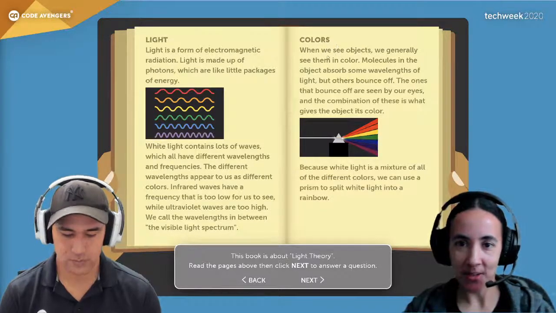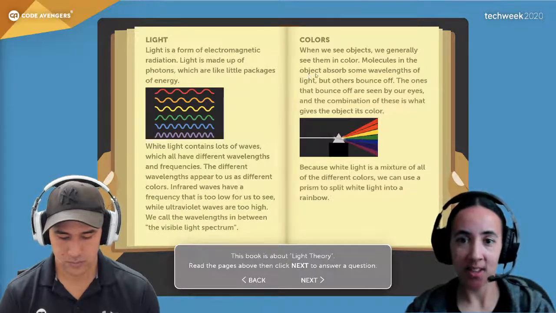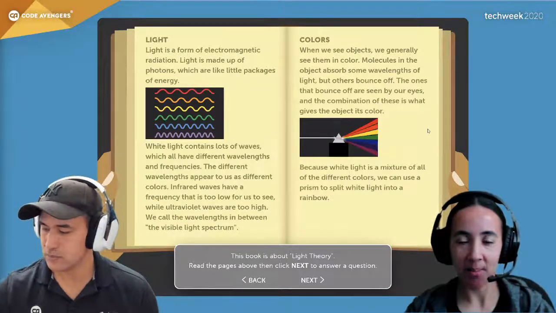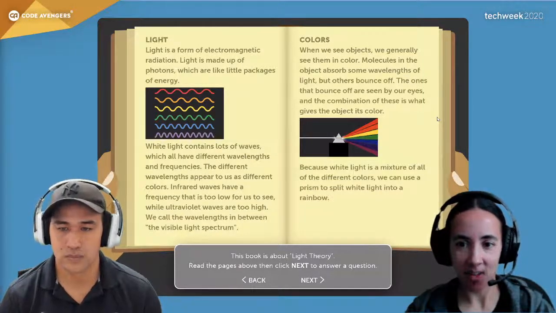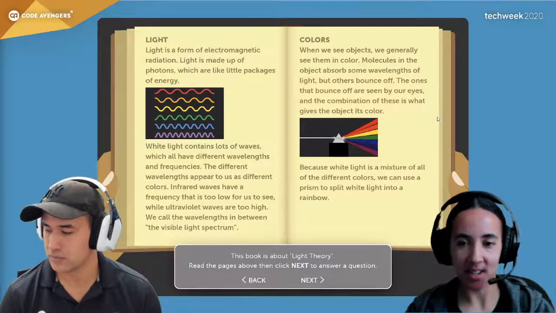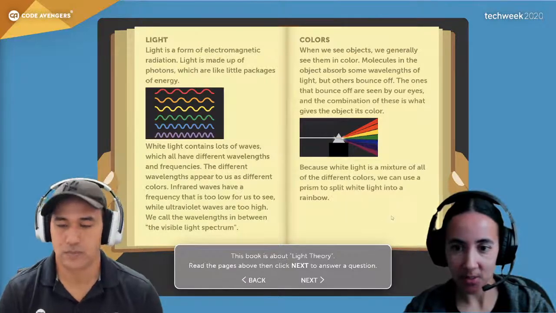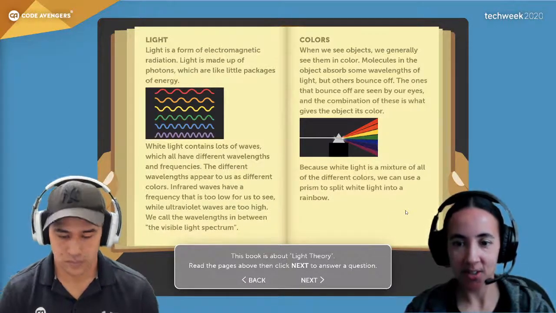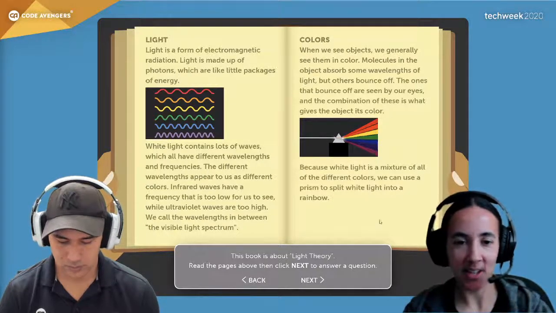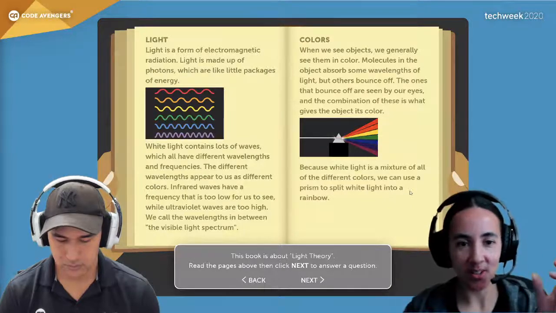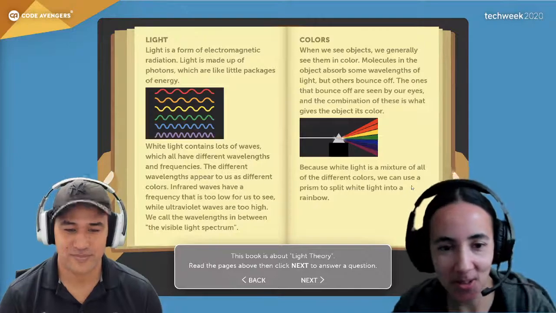And speaking of colors, when we see objects, we generally see them in color. Molecules in the object absorb some wavelengths of light, but others bounce off. The ones that bounce off are seen by our eyes, and the combination of those is what gives the object its color. And because white light is a mixture of all of the different colors, we can use a prism to split white light into a rainbow. So if you've ever done that experiment in physics class, or if you've got some of those little prismy things that you hang in your window and you get rainbows all around the room, that's why.